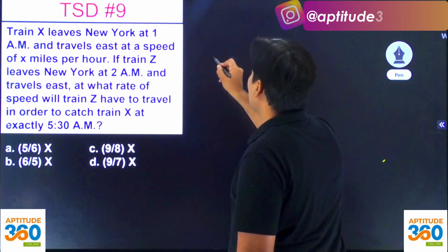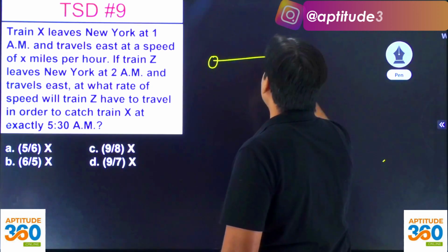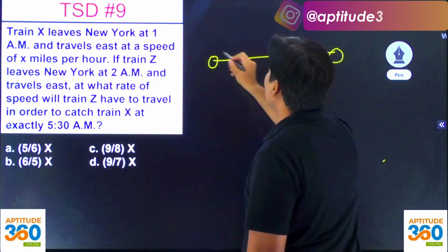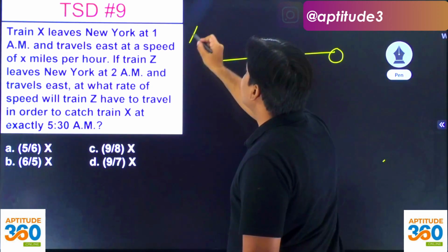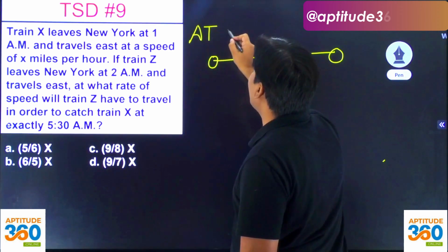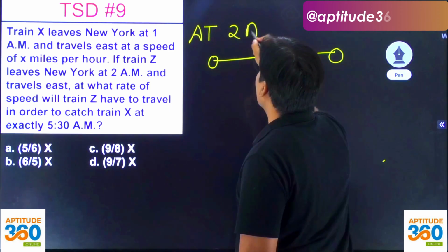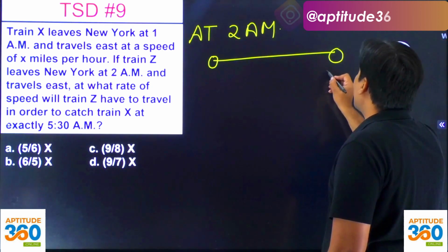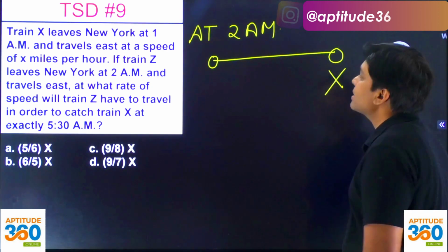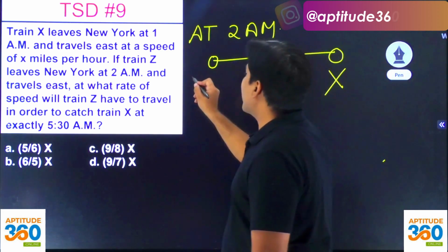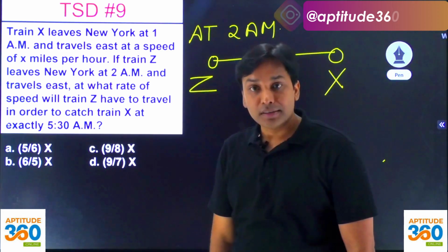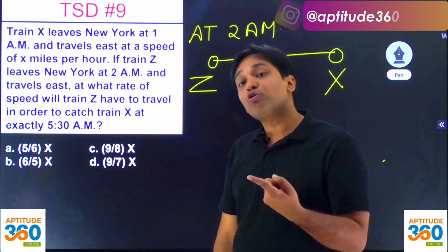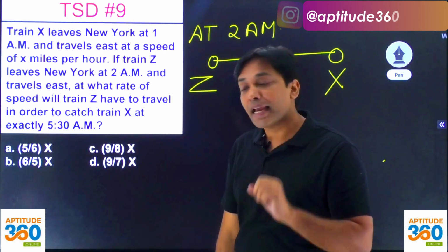Now, agar maine yahan se shuru kiya, understand this thing. Train at 2 a.m., how is it going to look? 2 a.m. पे क्या दिखाई देगा कि train X तो यहाँ पे आ गया, यही है ना? Train X is here. Whereas train Z just has started, isn't it? And from 1 a.m. to 2 a.m., who is traveling? Only X.